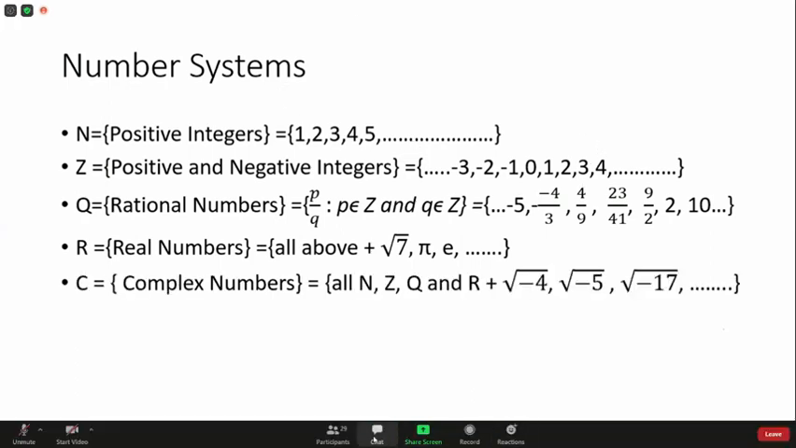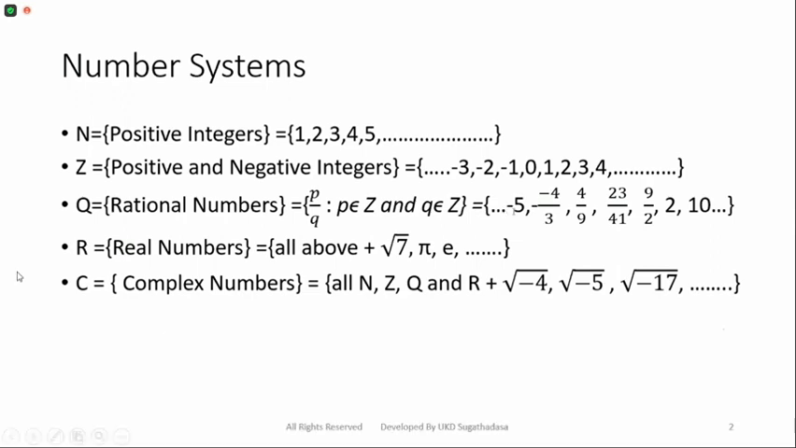Finally, we get the complex numbers. Now you can understand that the complex numbers include all of the above: all N, Z, Q, R. But in addition there are some special numbers: the square root of minus 4, the square root of minus 5, the square root of minus 17, and so on.